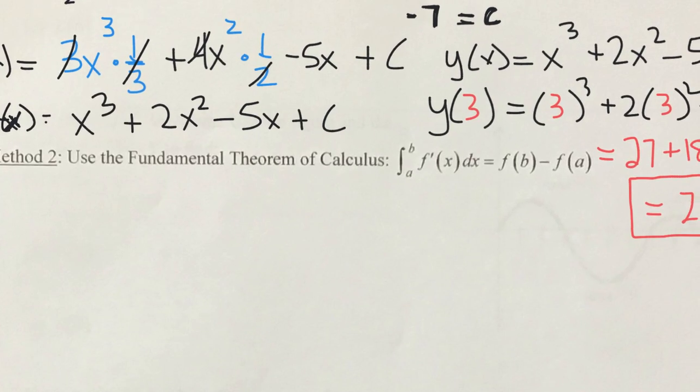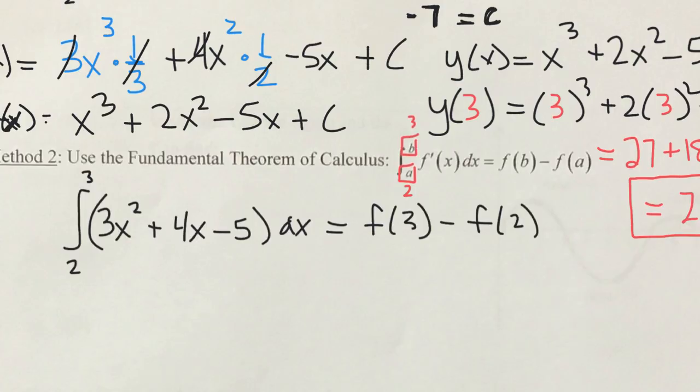Okay? So once again, the a value is going to be 2, and our b value is going to be 3. So let's set this up. Okay, there we go. Now, we're going to use our calculator to help us evaluate this.